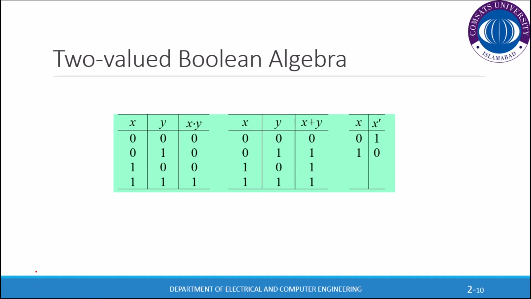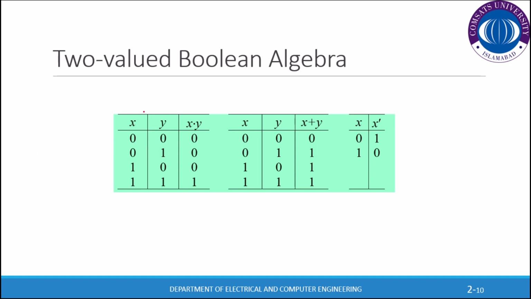Now, a two-valued Boolean algebra means that when we apply an operator, there will be two elements x and y, and we apply the operator and get the result. Because there are two inputs and the possible values or states of both elements are 2, that is 0 or 1, x can have either a 0 or a 1 and y can also have either a 0 or a 1. When we have two elements, the possible number of combinations will be 4, because 2 raised to power 2 is 4.